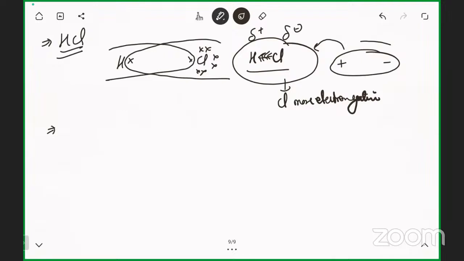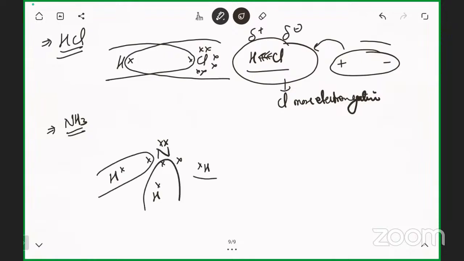Same if I talk about ammonia. Nitrogen has 5 electrons in the outermost shell. Hydrogen has 1 electron, another hydrogen has 1 electron, and another hydrogen has 1 electron. So nitrogen will share 1 electron with each hydrogen, and each hydrogen shares its electron with nitrogen, and it will form NH3.